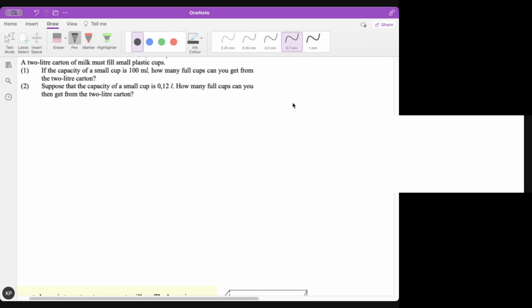Okay, guys, we're talking too much and laughing too much. Let us do the 2-liter cartons of milk, which needs to fill plastic cups. I don't know who is serving milk to their guests in plastic cups, but it is what it is. If the small cup is only 100 milliliters, this person is even stingy, guys. You only get 100 milliliters of milk in my house. How many cups can you get from a 2-liter carton? Okay, let's see how many people we are giving milk.